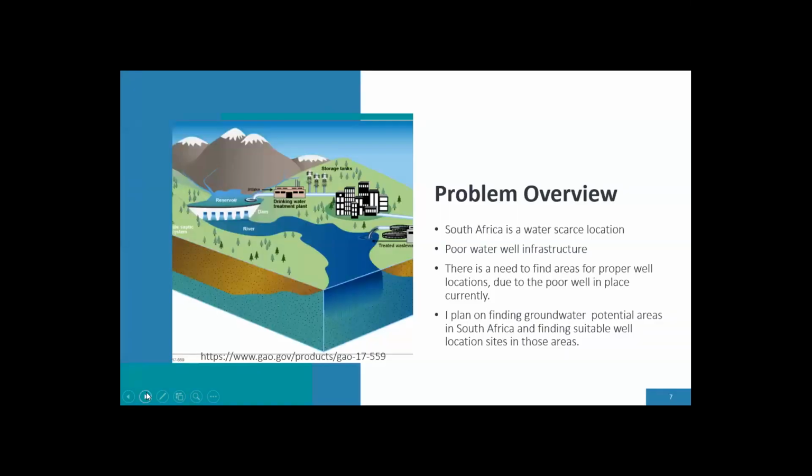This is an overview slide of my problem set. As a reminder, South Africa is a water scarce location due to poor well infrastructure. For my study, I'm going to be finding groundwater potential areas in South Africa. I will then create a groundwater potential map for those areas. Then I will create a second map to subtract areas that could be contaminated for my well map, such as near farms or near roadways.